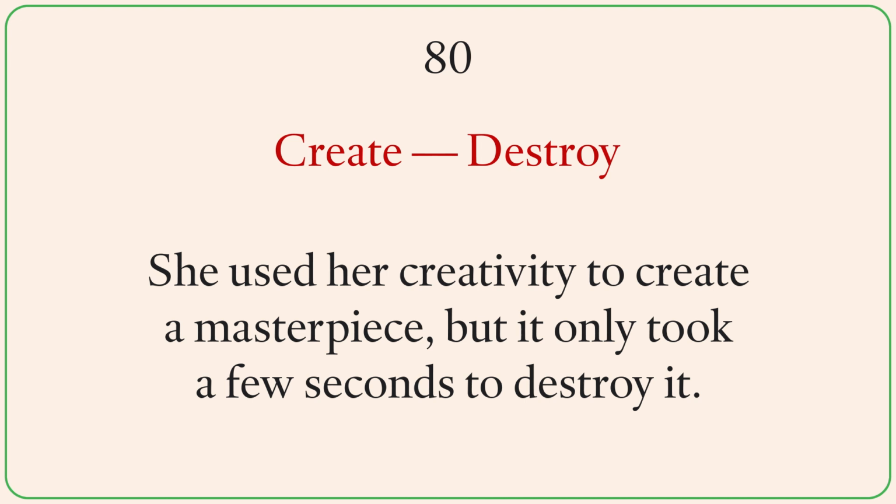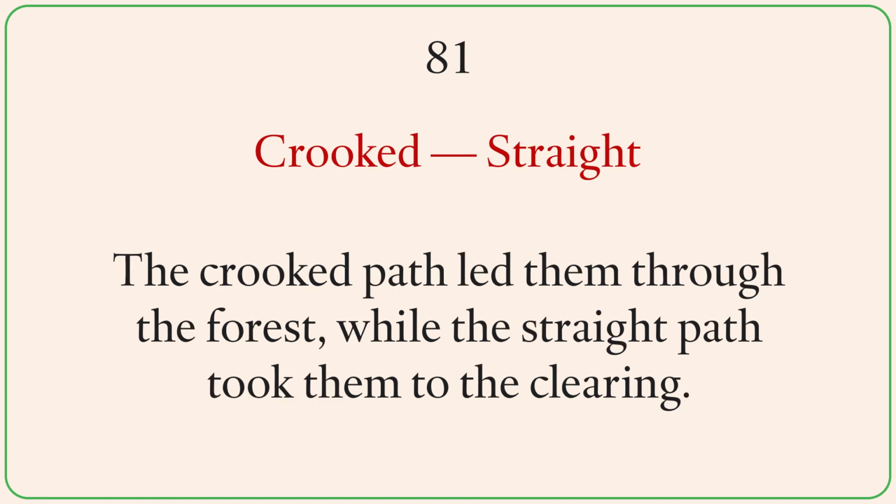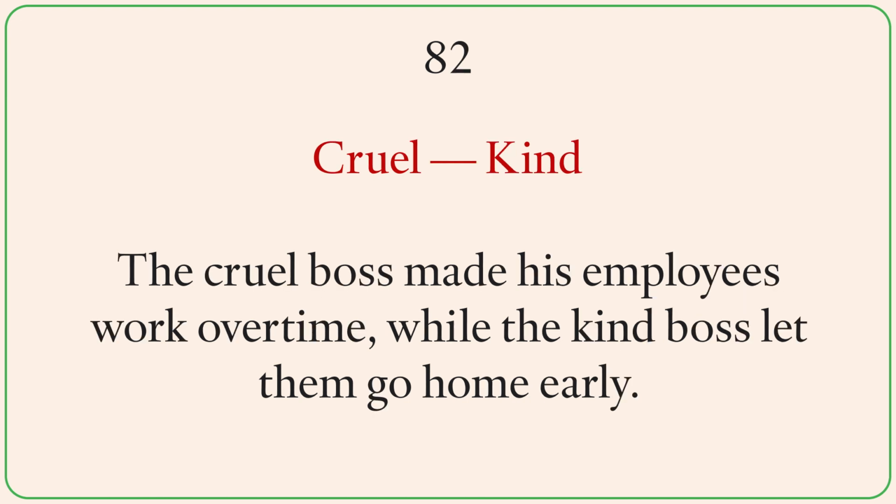Create. Destroy. She used her creativity to create a masterpiece, but it only took a few seconds to destroy it. Crooked. Straight. The crooked path led them through the forest, while the straight path took them to the clearing. Cruel. Kind. The cruel boss made his employees work overtime, while the kind boss let them go home early.